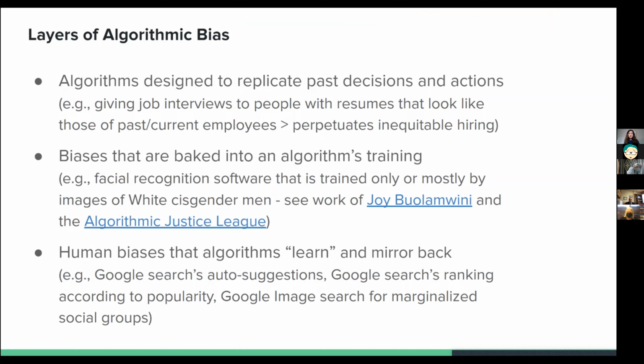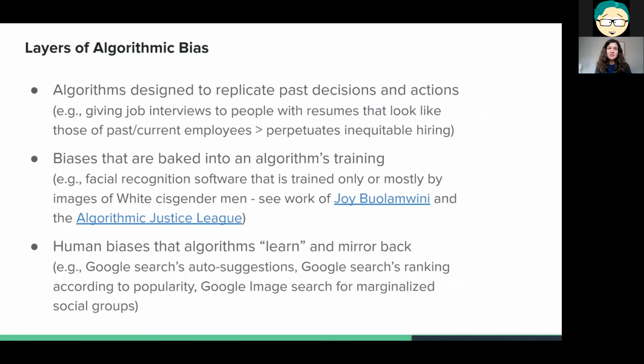So for example, with a lot of large tech companies like Google, if they take their past resumes and they are mostly white men, and there are kind of signals of that, right? Like let's say somebody went to an Ivy League school, and they're using that kind of information to determine algorithmically what people are going to get interviewed, it's going to perpetuate that same inequity.